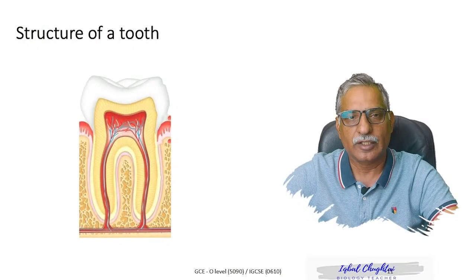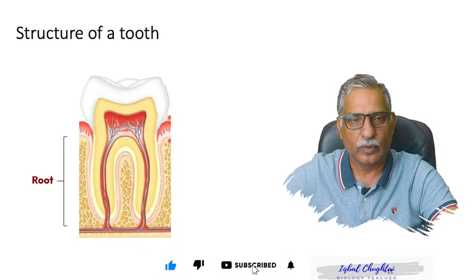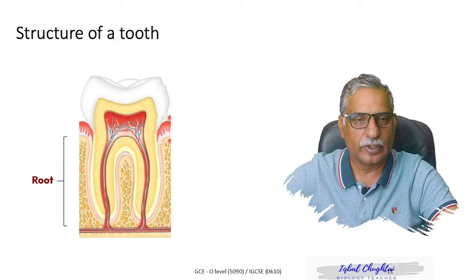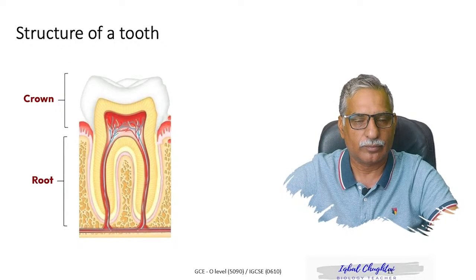A tooth consists of 2 parts. One is known as the root. With the help of this root, the tooth is well inserted in the jaw and is well covered, protected, and supported by the gums around. And the crown is the exposed part of the tooth, the white part that we see, that is known as the crown.